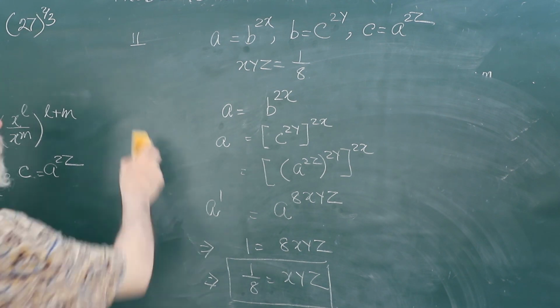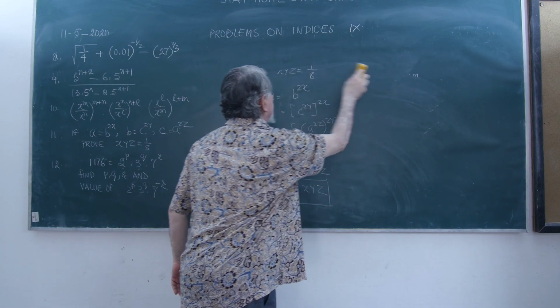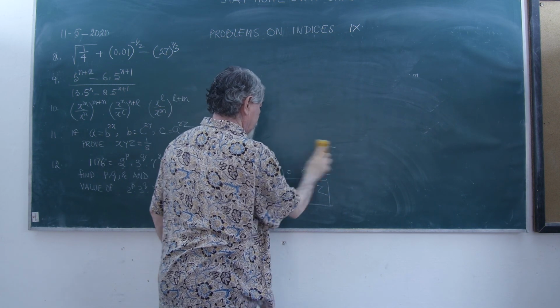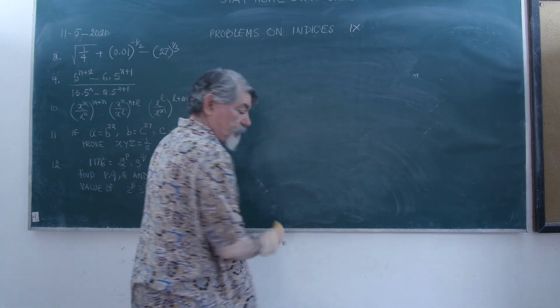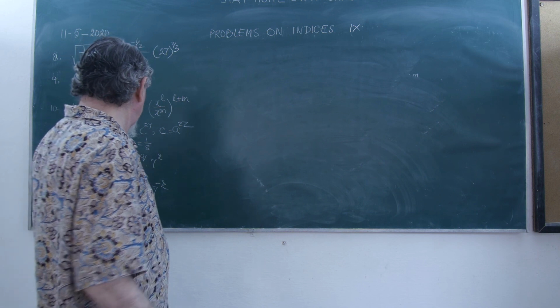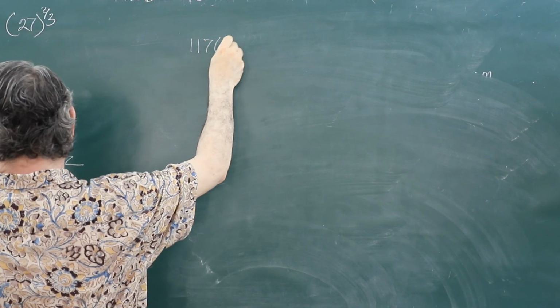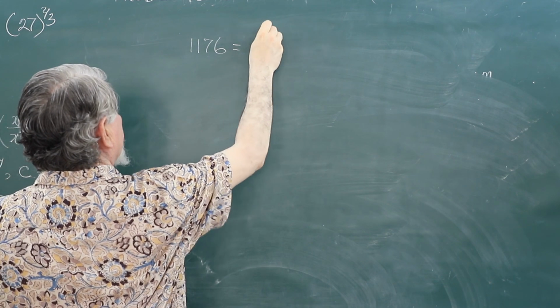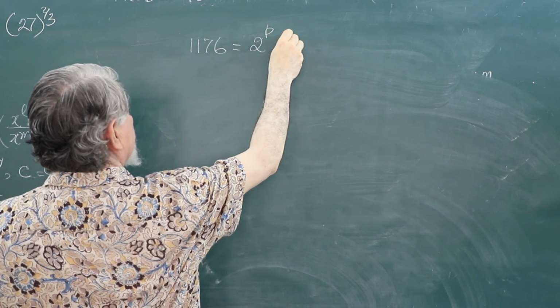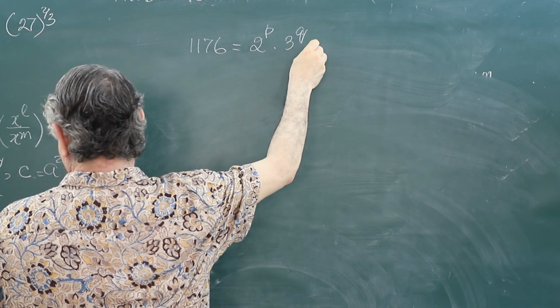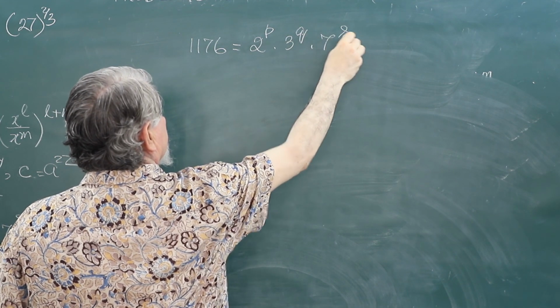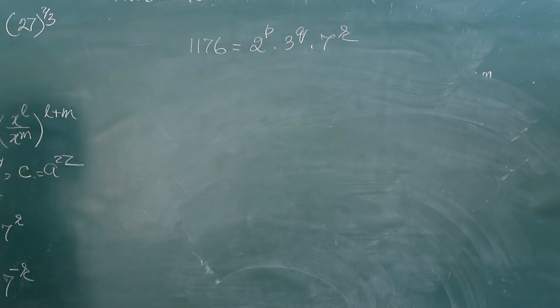Now let us see the last question in this for today's video. He says 1176 is equal to 2 to the power p, 3 to the power q, and 7 to the power r. First of all, we have to find out the value of pqr. We have to find the value of pqr.